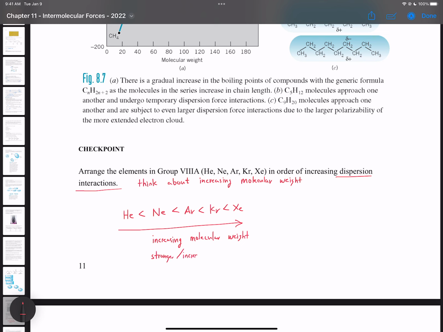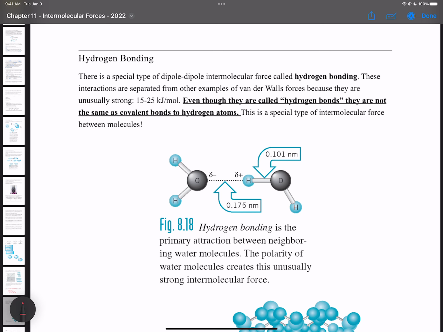Okay, let's move on. All right, now let's talk about the last type of intermolecular force, and that's called hydrogen bonding. Okay, so hydrogen bonding is a special type of dipole force that we talked about first, and it's called hydrogen bonding because it's in a class of its own. Among the dipole interactions, this is the strongest. So they're really strong because they take 15 to 25 kilojoules per mole to break. Okay?